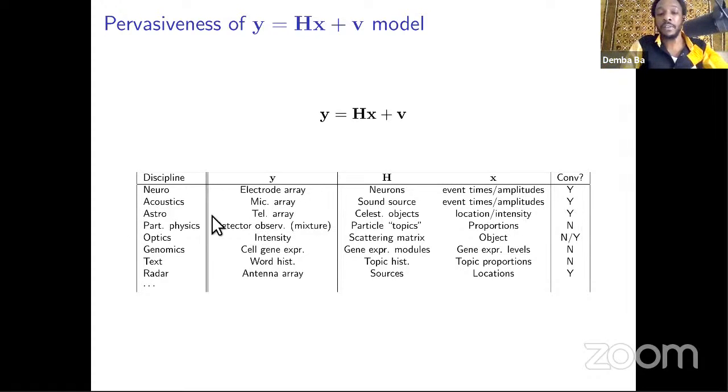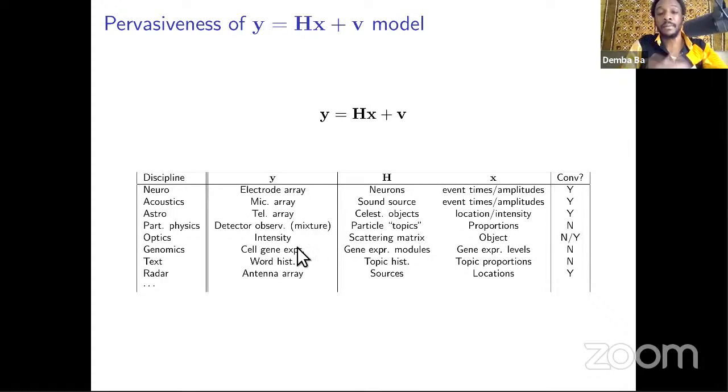So in particle physics, my terminology here may be off, but we can think of y as collider observables, and the H's here as topics or patterns of collider observables that are being mixed in different proportions using this vector x. In this particular case, the matrix H is not a convolutional matrix, as far as I understand. In optics, again, y represents intensity. Optics actually is an interesting example of a model where it is not linear in the sense that there should be an absolute value here in front of the Hx to capture intensity. This matrix H here, depending on the setting, one might or might not be able to model as a convolution. Typically, it's a scattering matrix.